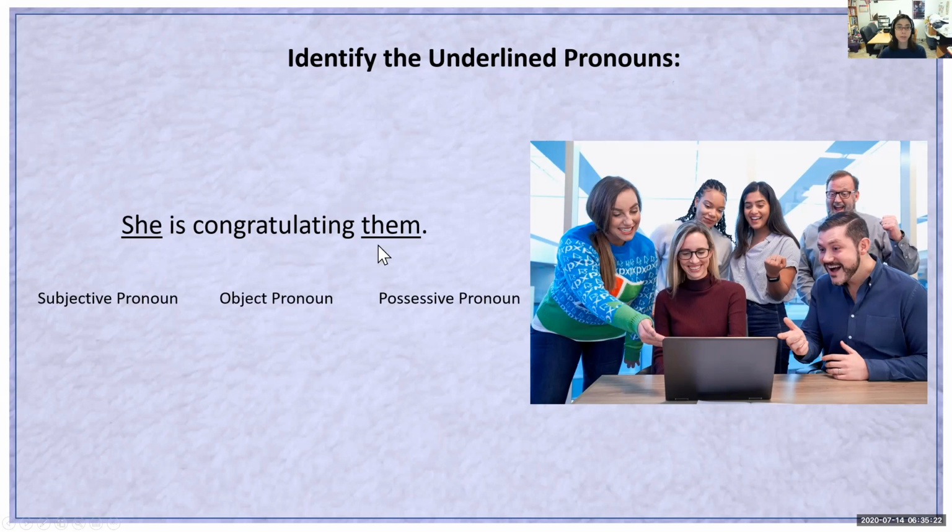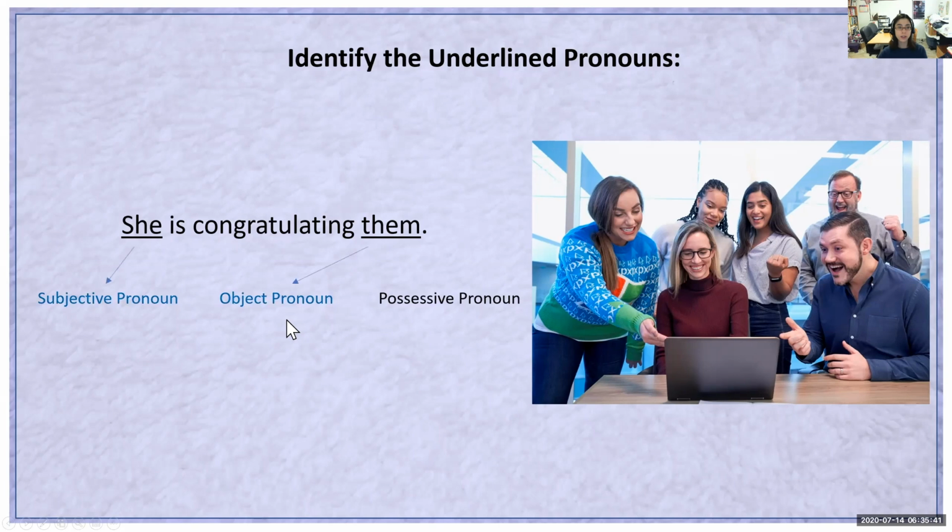Now we do have one more pronoun, and that is them. Is them a subjective pronoun, meaning it's the subject of a sentence, an object pronoun, meaning it receives the action, or a possessive pronoun, demonstrating ownership? If you said them is an object pronoun, you are correct. So for our two pronouns, we have she is a subjective pronoun. She is the subject. And then them is our object pronoun. And they, the team right here, are receiving the action. In this case, they're receiving the congratulations.